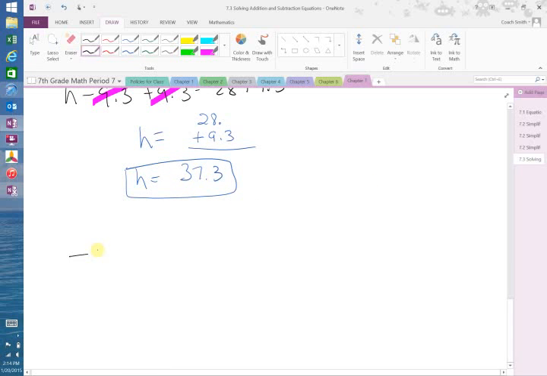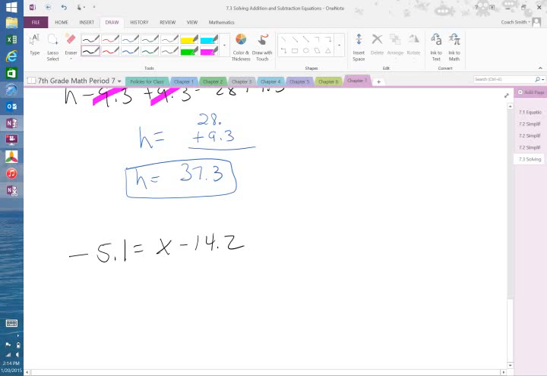Number 15. You have negative 5.1 is equal to x minus 14.2. It does not matter that the x is on the right side now instead of the left side. The process is still the same. What are you doing to x in this problem? Somebody raise your hand and tell me exactly what you're doing to x in this problem.